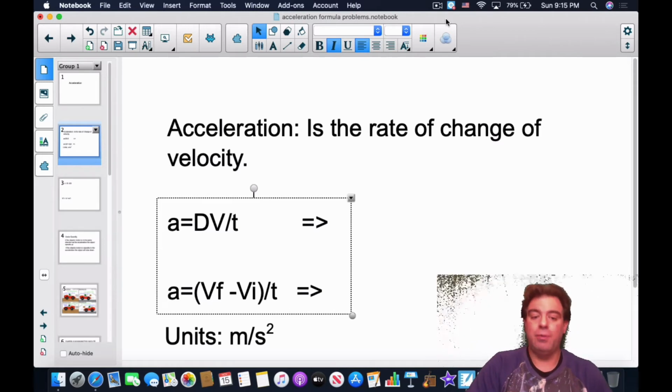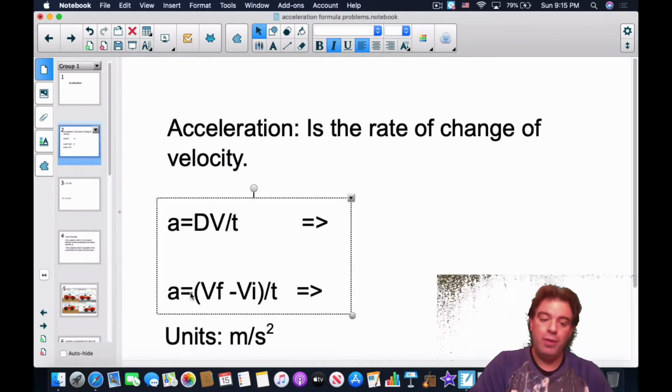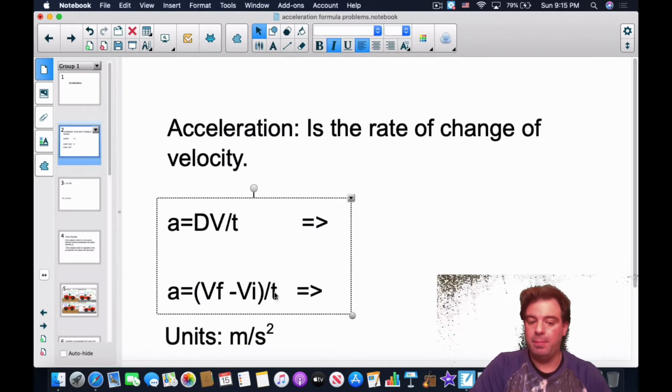The formula for acceleration, as you can see right here, is acceleration, symbolized by A, equals the change of velocity, delta V, over t. So it's the change of velocity per time. Now, with a little rearrangement, you can see that the change of velocity is going to be velocity final minus velocity initial. Always, when you have a change in something, it's the final quantity minus the initial quantity, and of course we divide that by time.